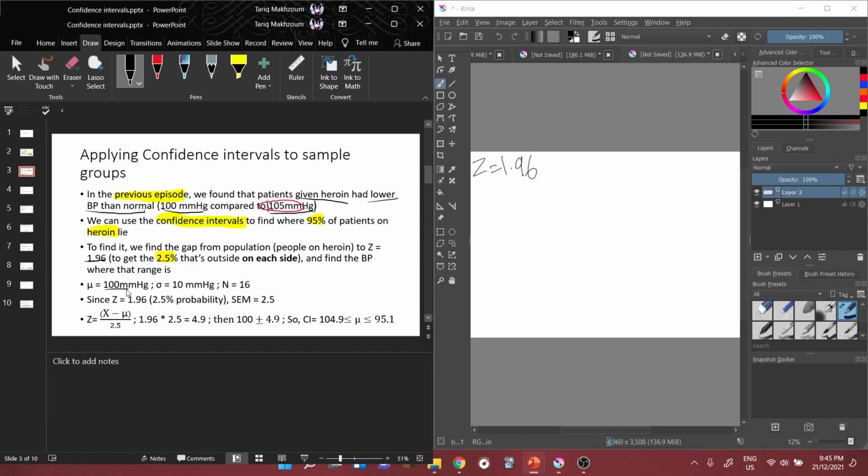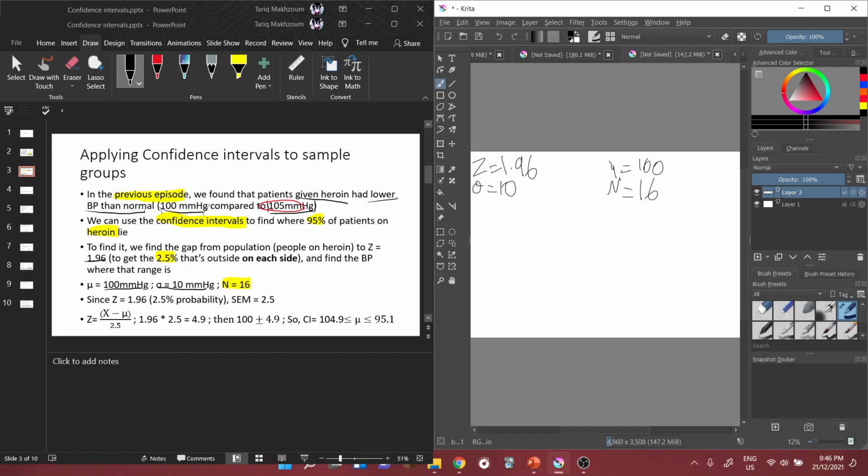And our sample mean, for the patients that took heroin, is going to be 100, while the standard deviation of our population is going to be 10. And because this is the same example as last video, the sample size we were using was 16.